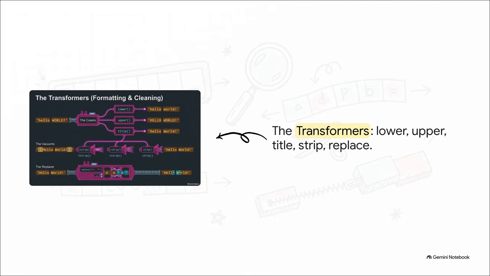Next up, when your data is just a mess, you fire up the transformers. These tools generate a brand newly formatted version of your string. So you can forcefully vacuum out unwanted spaces using strip, you can standardize your casing with lower or upper, or you could even swap out corrupted characters entirely using the replace machinery.